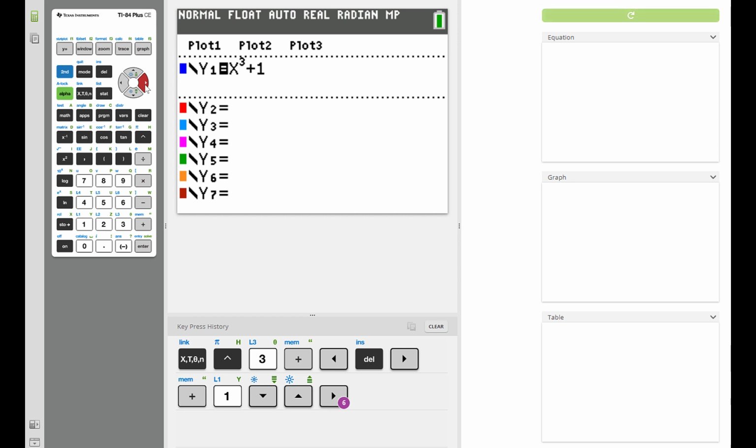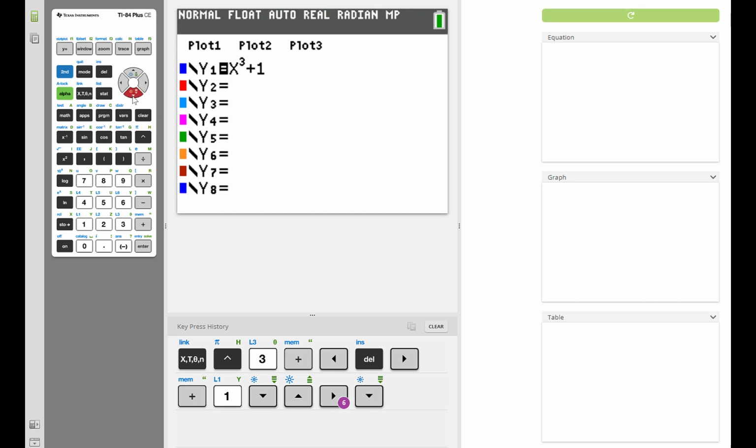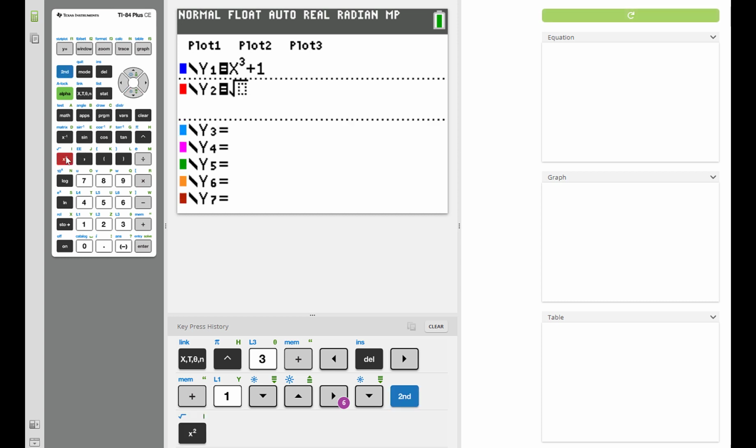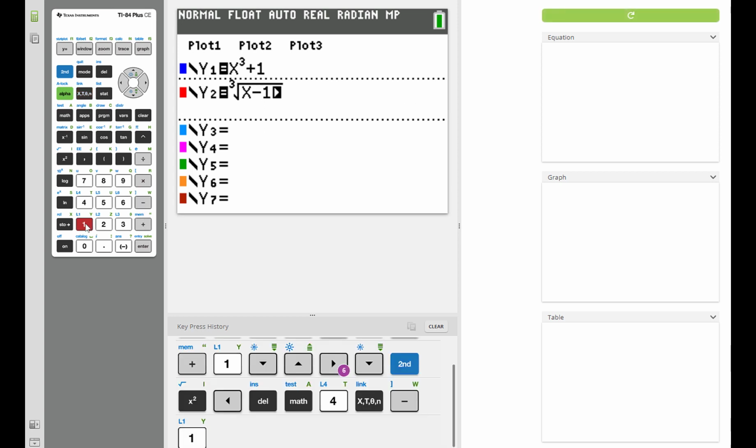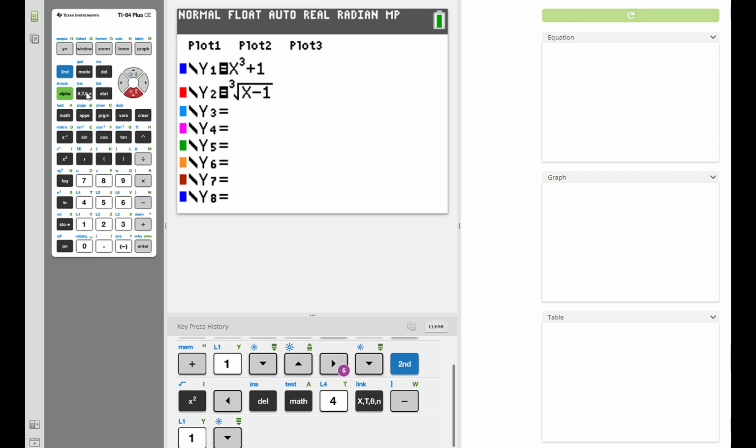Oh, you know what? Before I do that, no. What am I doing here? Yeah, no. I think I need to find the cube root. So cube root, I think, is under... Oh, yeah, I think it's under math. I forgot, but I remembered. Number 4, cube root, x minus 1. And then I'm also going to plot y equals x, because that's the line of symmetry.